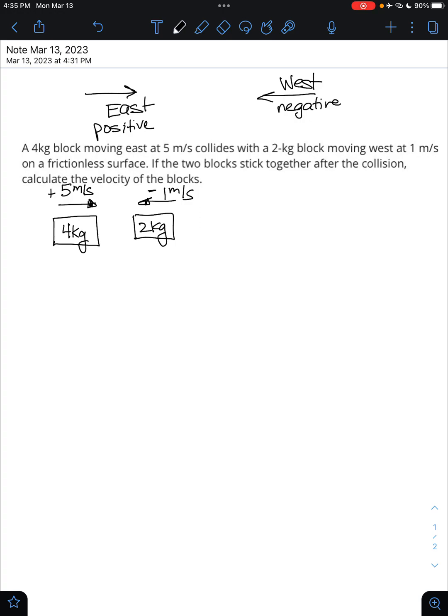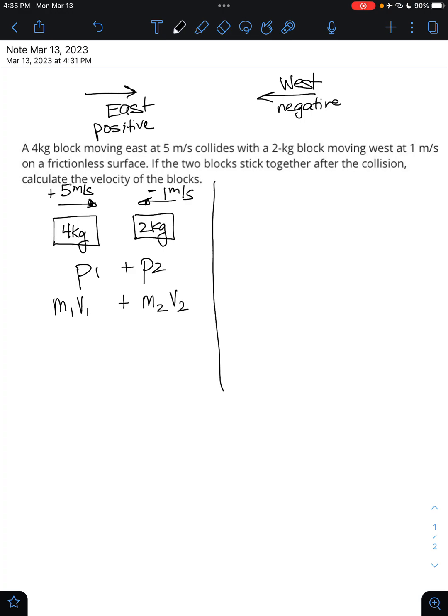We know that the total momentum, P1 plus P2, before they collide, can be solved for by doing M1 times V1 plus M2 times V2. And we have everything we need to find the total momentum before the collision. Let's just go ahead and do that.